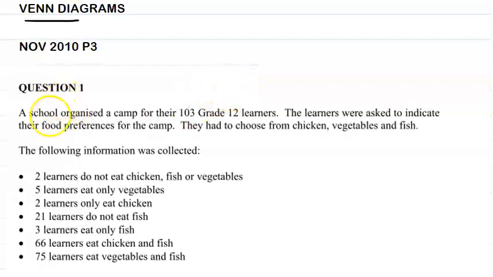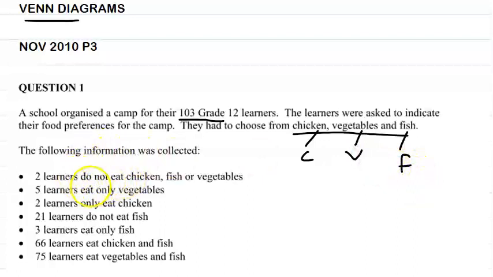So let's read the question. It says, a school organized a camp for their 103 grade 12 learners. So 103 would be our sample space. The learners were asked to indicate their food preferences for the camp. They had to choose from chicken, vegetables, and fish. So the events would be chicken, vegetable, and fish. In this case, we would let chicken equal C, vegetables equal V, and fish equal F for our events.